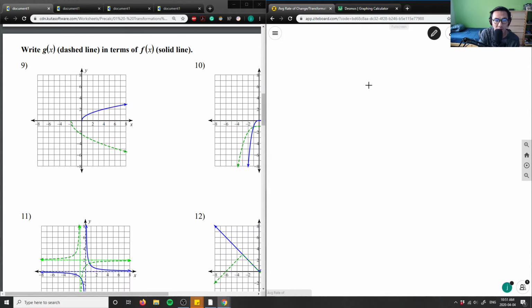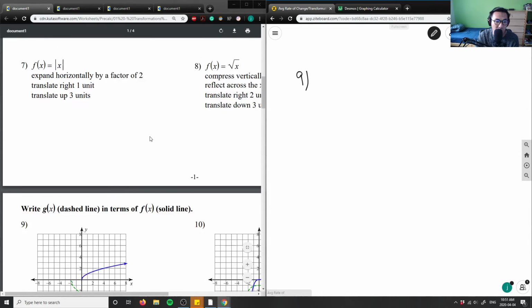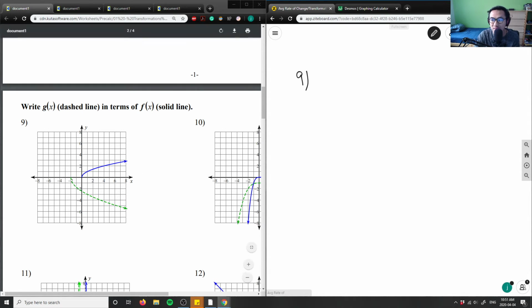So this is write a g of x dashed line in terms of the solid line, right? How I can visualize this is just like number 1, right? If I have a parent function in blue, how many transformations do I have to make to get to here is the same thing as how many transformations do I have to go from here to here. I have to just flip it, right? So I can modify this problem to say that I'm actually doing the first part of the problem. I'm taking this parent function. How am I going to write it in terms of this function here?